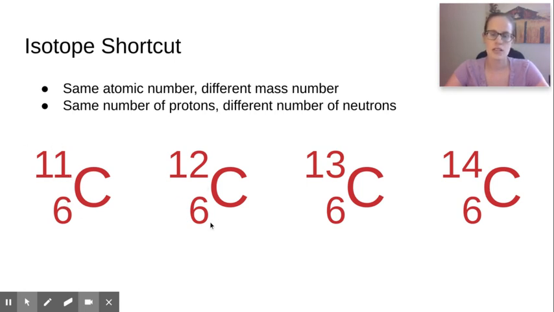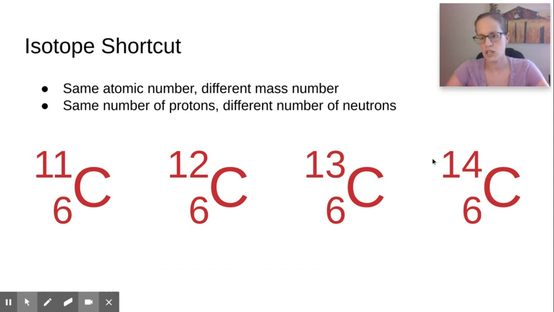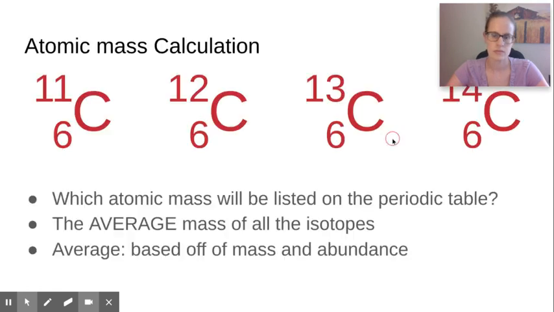This one has 6 protons again and also 6 neutrons. So you have carbon 12, mass number of 12. This one is 7 neutrons to get 13, and this one's 8. So you get carbon 14. And we'll come back to the atomic mass calculation in a little bit.